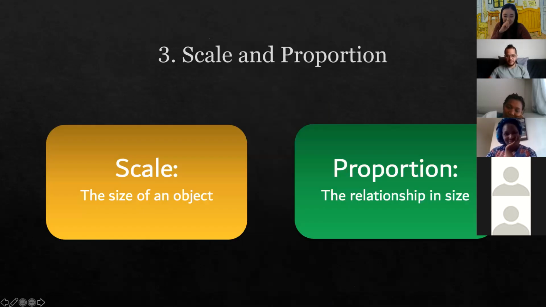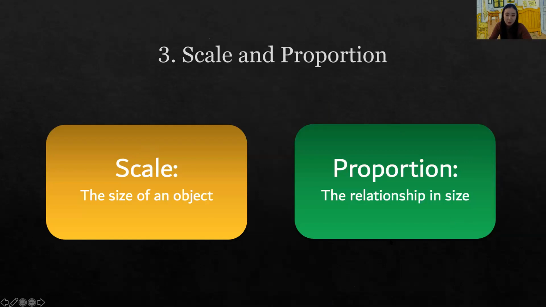All right, let's move on to the next principle, scale and proportion. So scale is the size of an object or artwork relative to another object or artwork, or to a system of measurement. And proportion refers to size relationships between parts of a whole or between 2 or more items perceived as a unit. So scale and proportion both have to do with size.